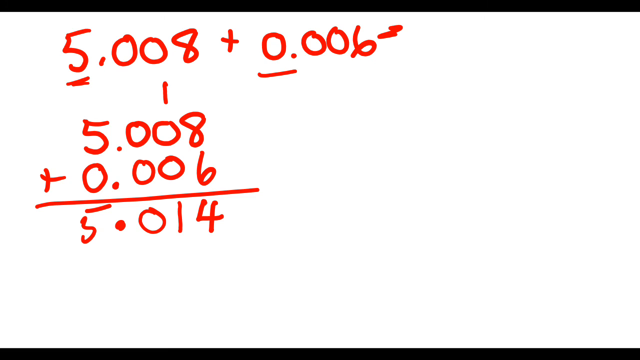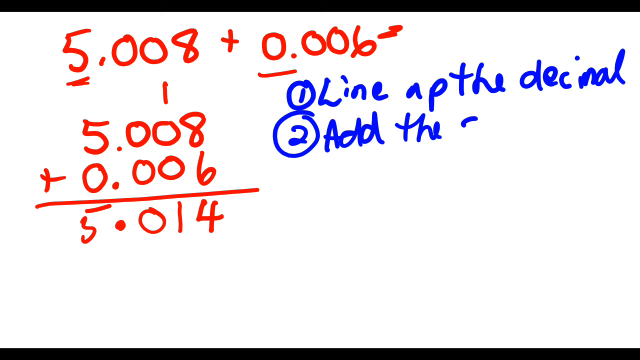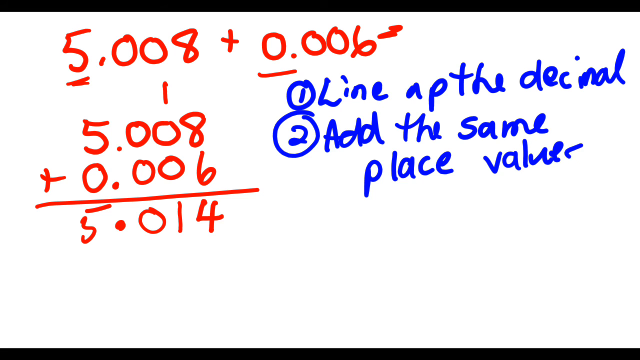Okay, pretty straightforward. I think the last video did a pretty good job of explaining it, but some highlights of things you need to remember are that the decimals, line up the decimal. We want to make sure the place values are in the right spot, because you need to add the same place values. Make sure you're adding ones to ones, tenths to tenths, etc., just like you do with whole numbers.